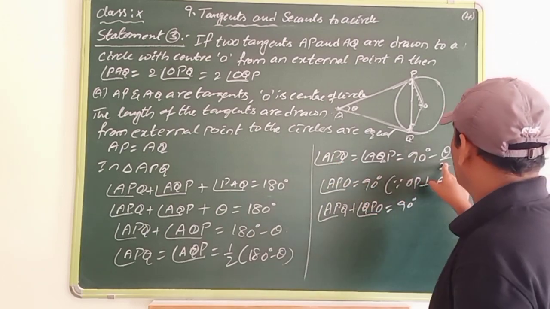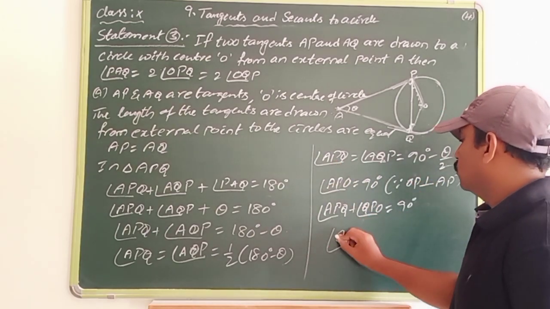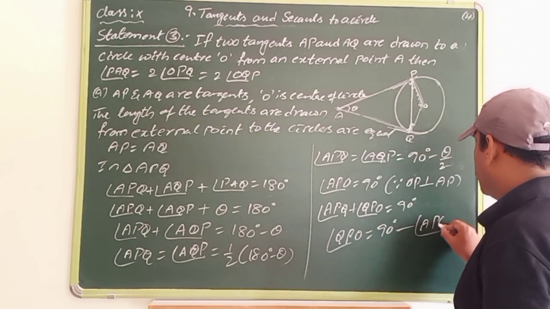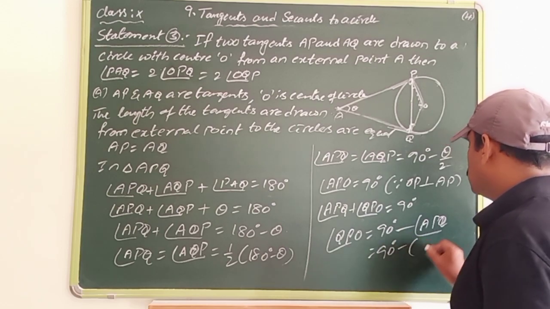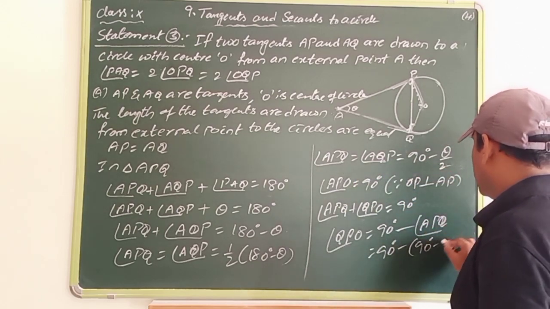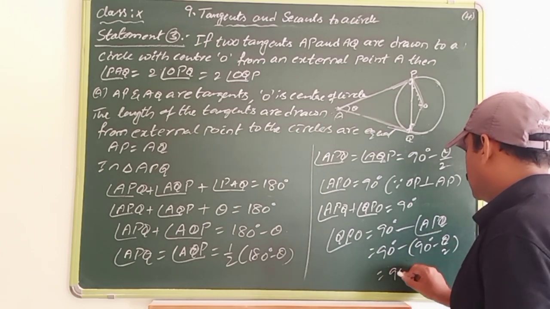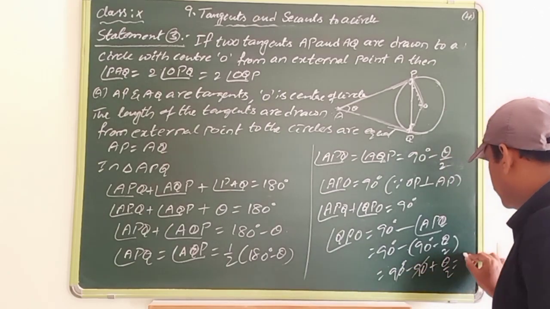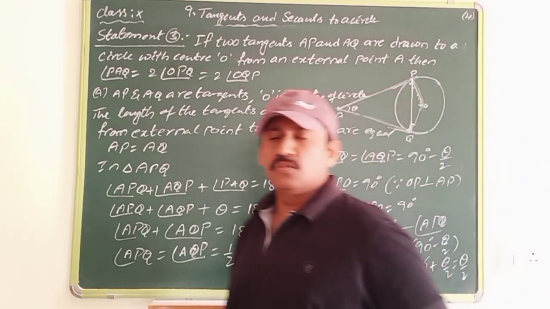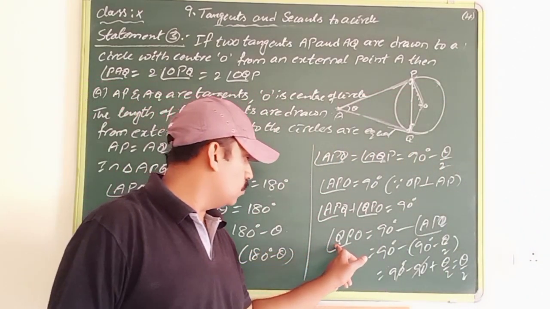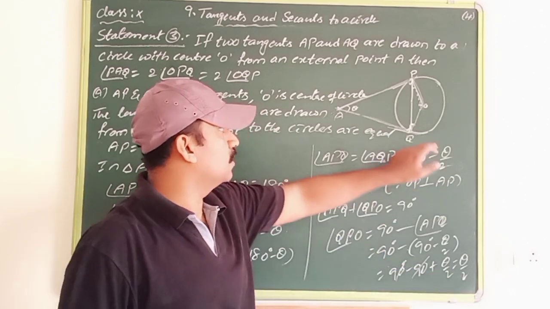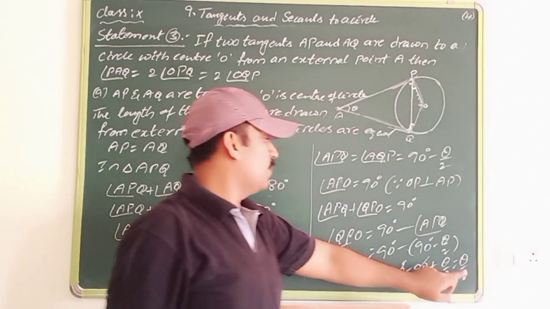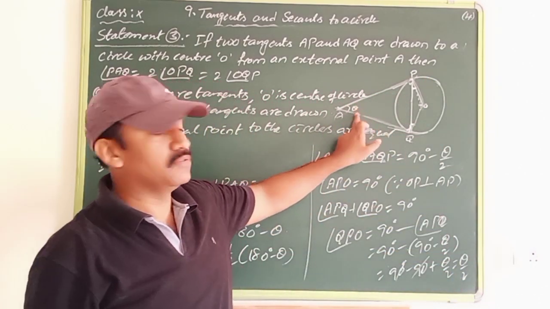Here angle APQ is equal to 90 minus theta by 2, then angle QPO equals 90 minus angle APQ, that means 90 minus, 90 minus theta by 2. Then 90 minus 90 cancel, and minus of minus gives plus theta by 2. Finally angle QPO is equal to theta by 2, half of this angle.